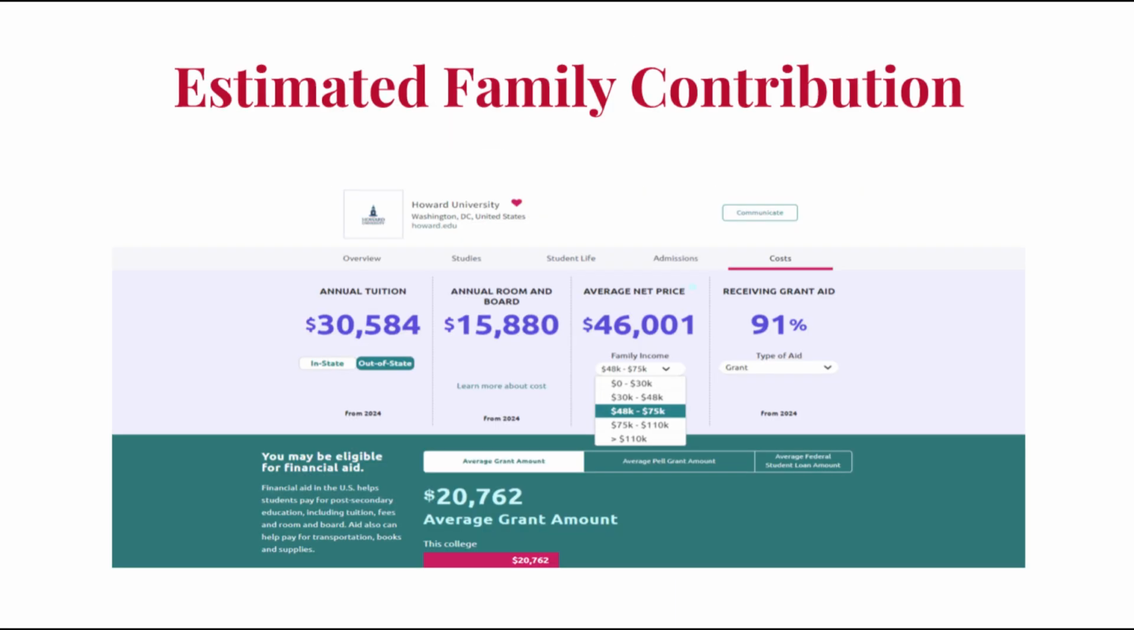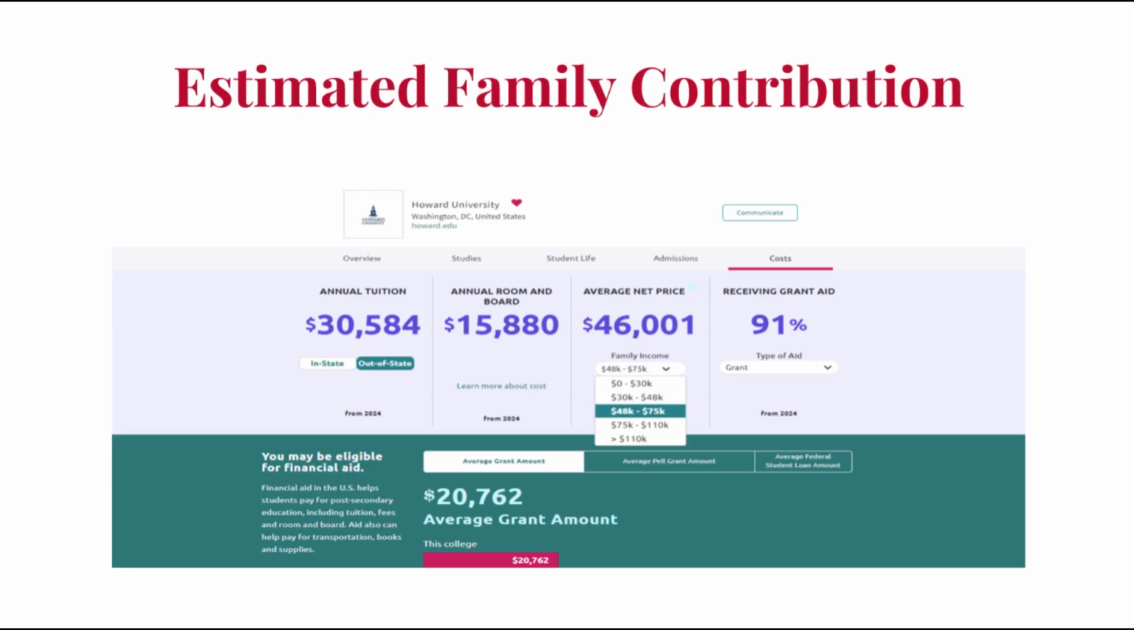On Naviance, a nice feature is that as you look for schools, each school will have an overview. One of the tabs on that overview is costs, and it will give you an estimated family contribution based on your income. I know it's kind of hard to see, but you can put in your family income and it will give you the average net price of what that school will cost. So it just gives you a nice idea.